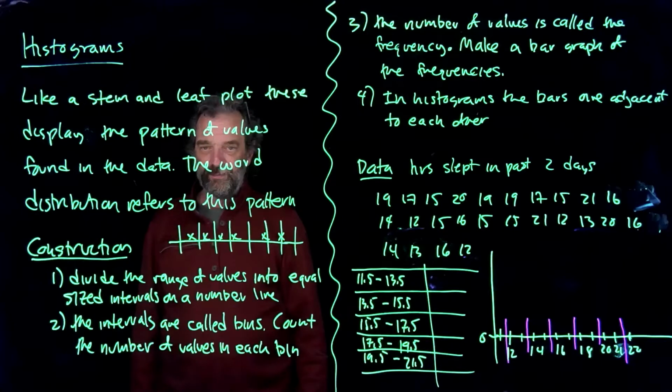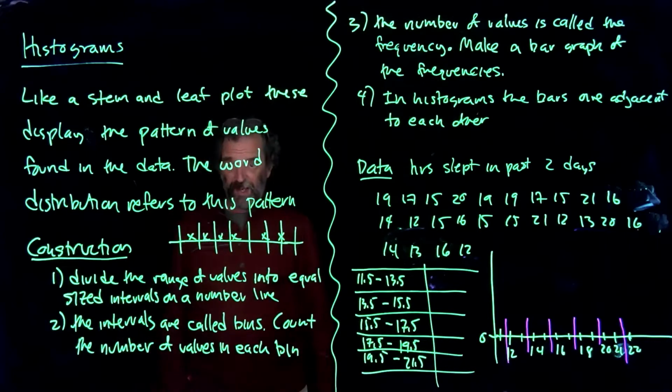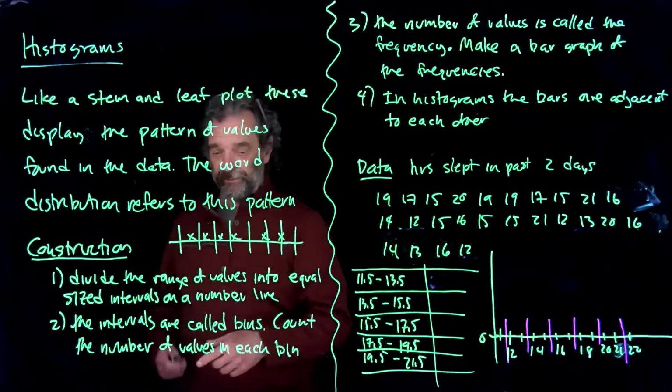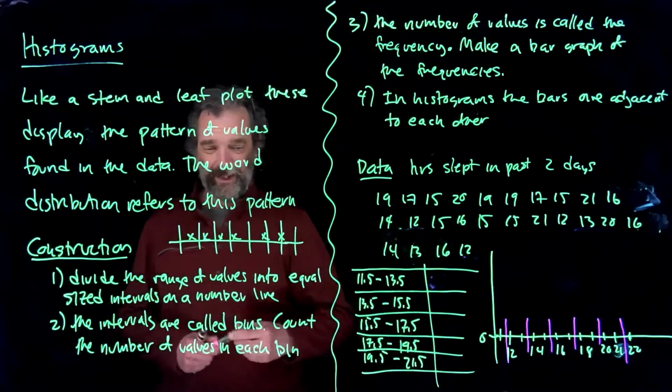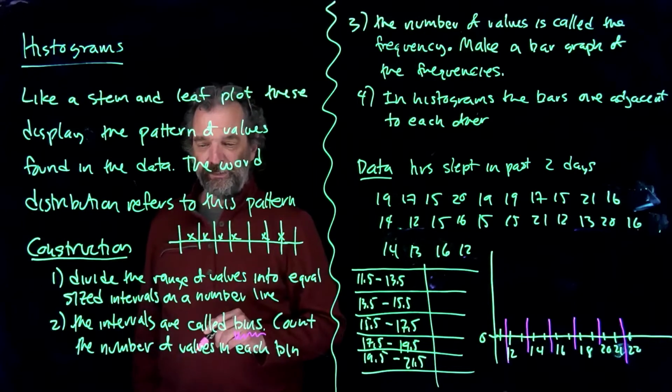The height's going to be the number of observations. If the widths are the same, then the area is proportional to the number of observations, which we always want. Then the intervals are called bins. So each interval is a bin. You say, well, how many bins did you use? Count the number of values in each bin.